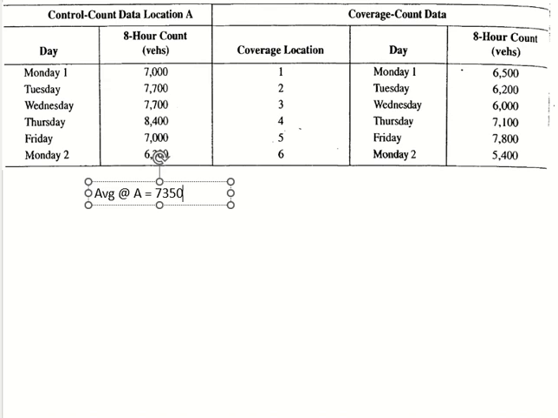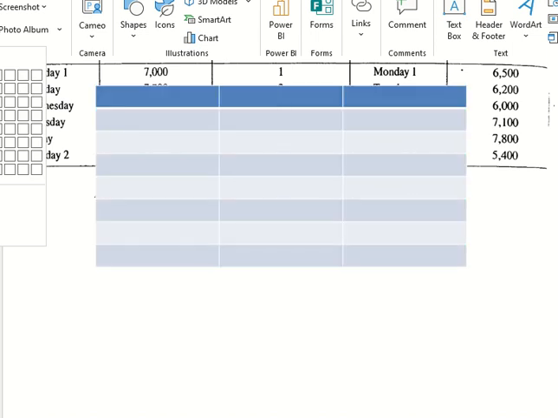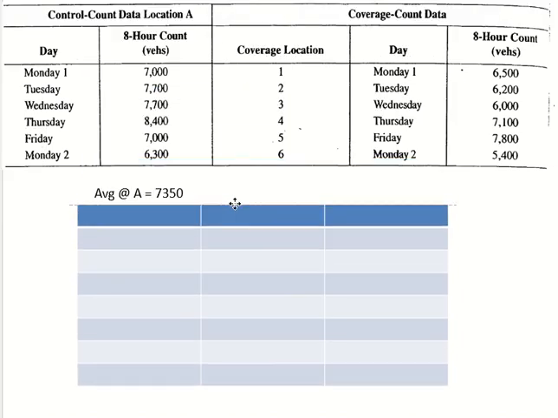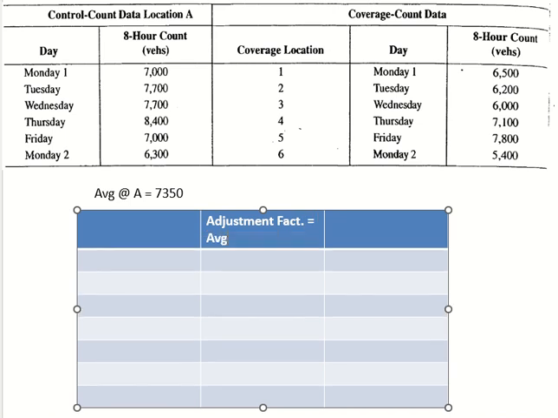But I still need the average for the coverage counts as well. So how to do that? For that we will calculate a factor which we call the adjustment factor. What is an adjustment factor? It is the average divided by the daily volume.